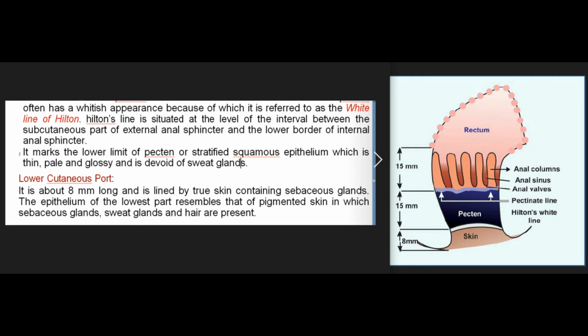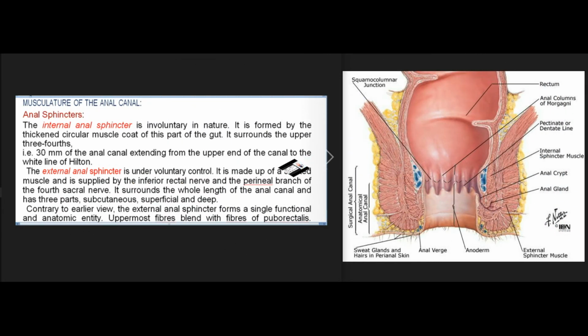Lower cutaneous part. It is about 8 mm long and is lined by true skin containing sebaceous glands. The epithelium of the lowest part resembles that of pigmented skin in which sebaceous glands, sweat glands, and hair are present. Musculature of the anal canal: anal sphincters.